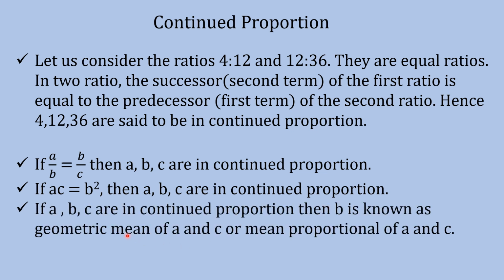The next point you have to remember is if A, B, C are in continued proportion, then B is known as the geometric mean of A and C, or the mean proportion of A and C. These things you have to remember for continued proportion.